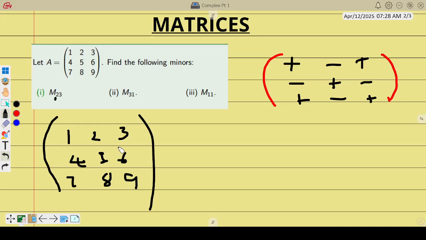Very lazy. They couldn't put negatives to make it more interesting.